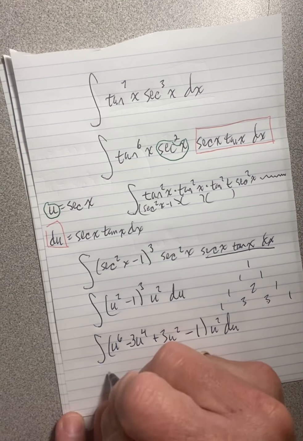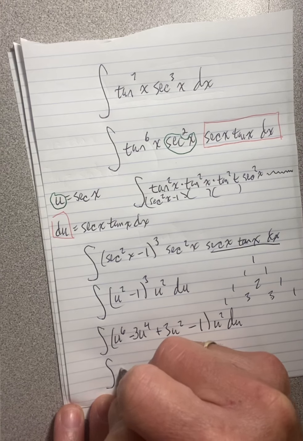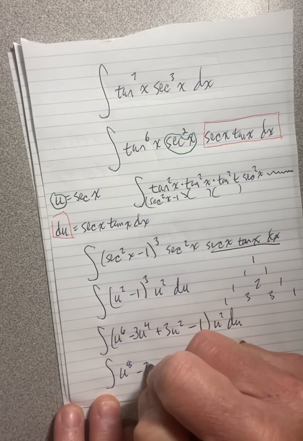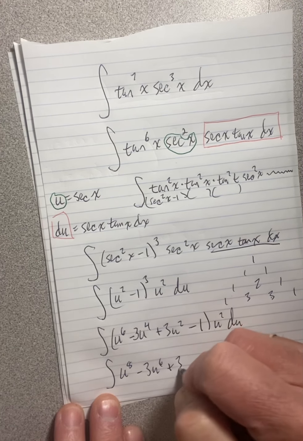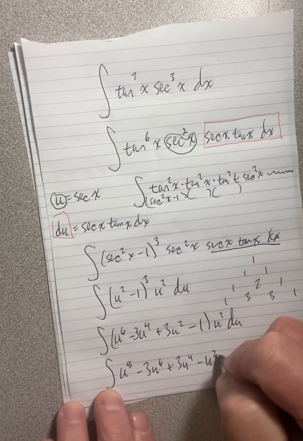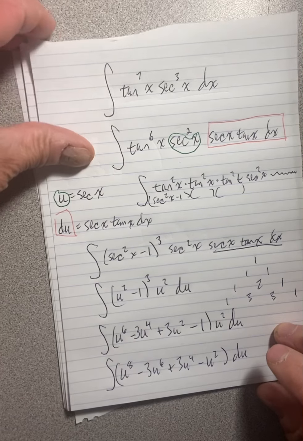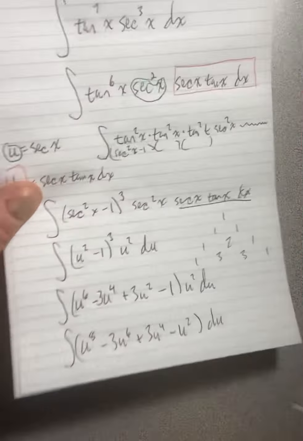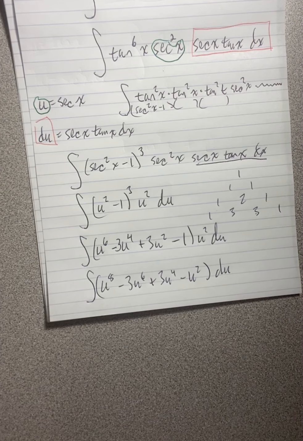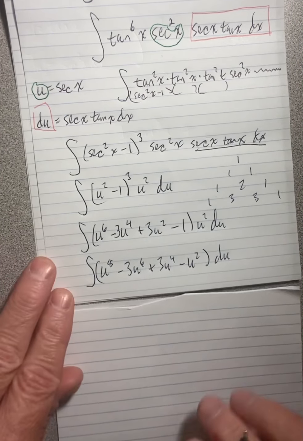Now I'm going to distribute the u squared, and so I get u to the 8th minus 3u to the 6th plus 3u to the 4th minus u squared, but not distribute the du. And now I need some scratch paper to finish this problem off. So I'm going to just use the power rule.